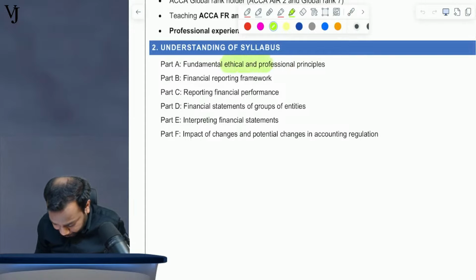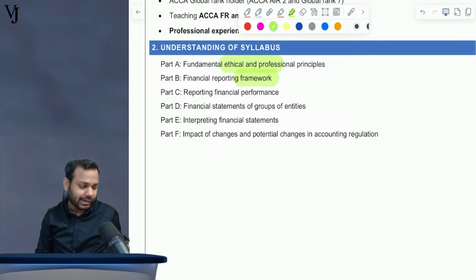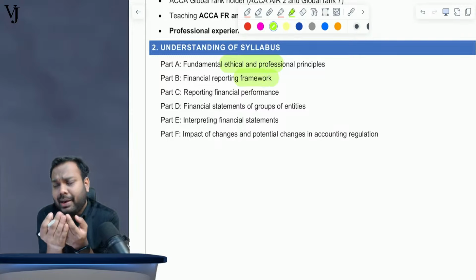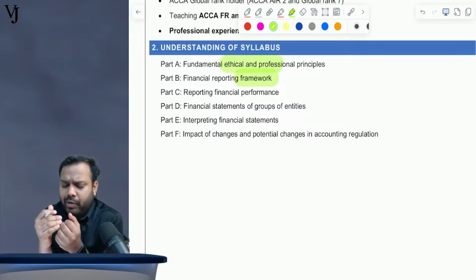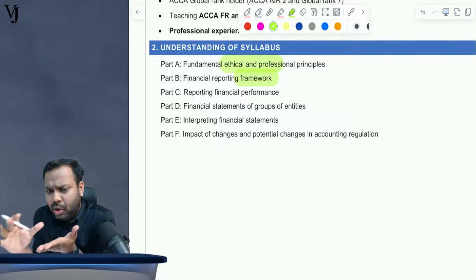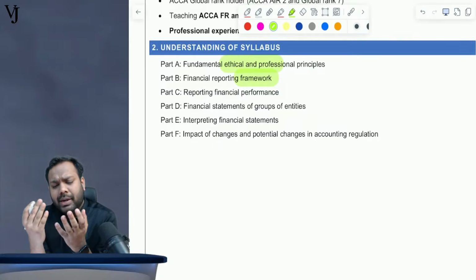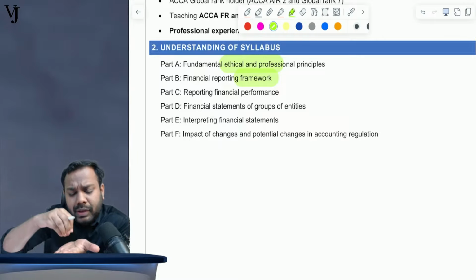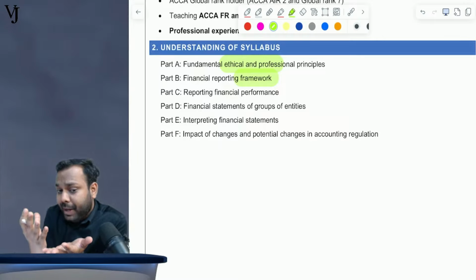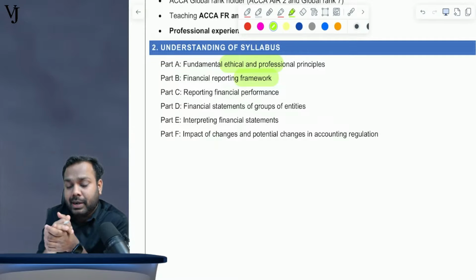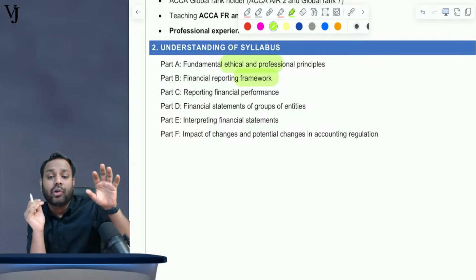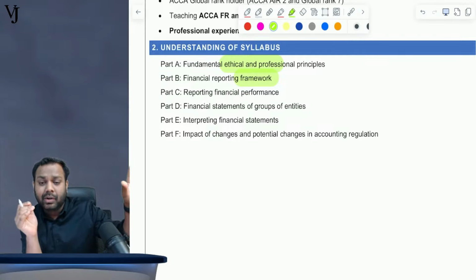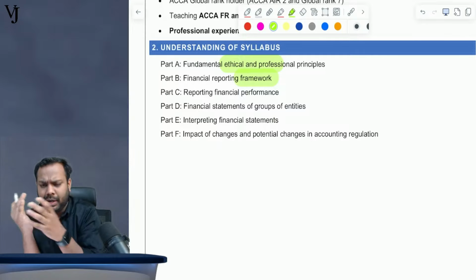Now comes the financial reporting framework. What is the meaning of framework? Understand, behind every law there is a constitution. For example, in India there are multiple laws, and for any country there are multiple laws. But how is a law or a statute made? What is the base document behind that? That is the constitution of that country. For example, in India we have the Constitution of India. Using that, we frame the laws for the country.